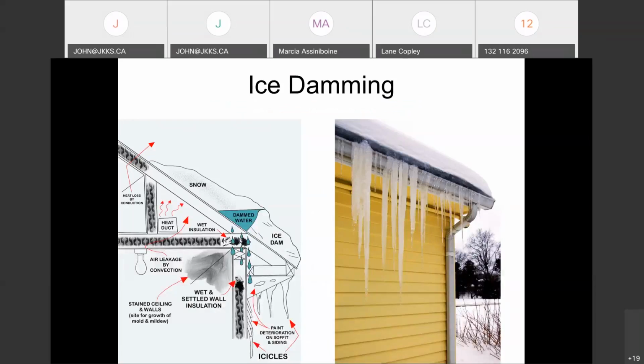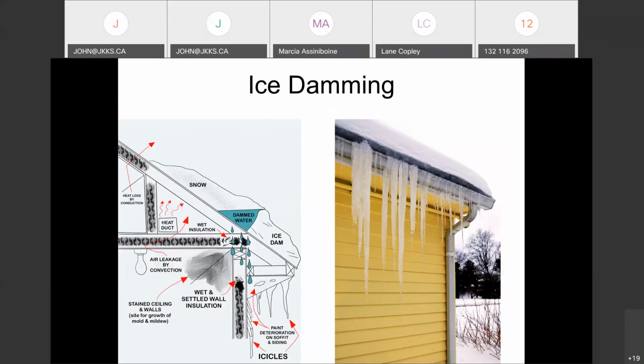Here's an example of an ice dam to the left, the bright yellow wood siding. Looks nice, but we see ice damming forming on newer construction. That's a sign that we have ice damming occurring. Okay, it can get a lot worse than that. I've seen a lot worse than that.